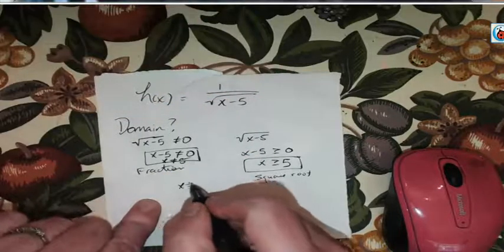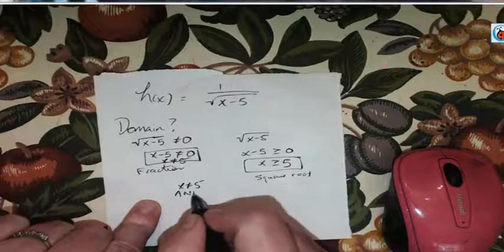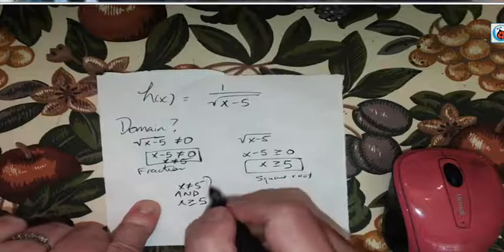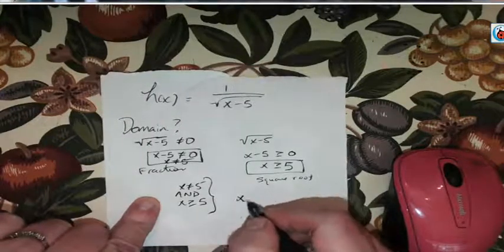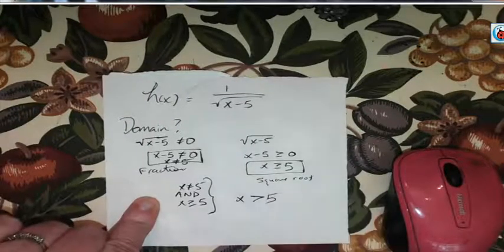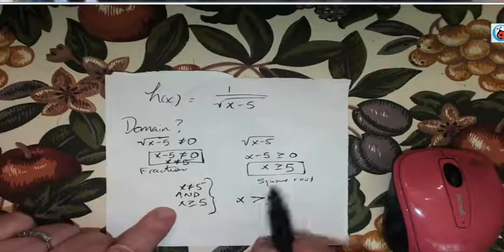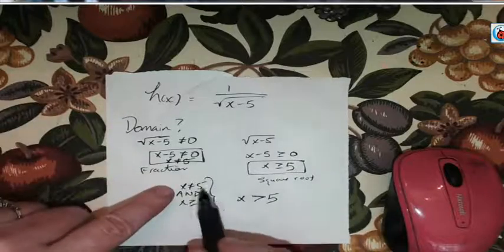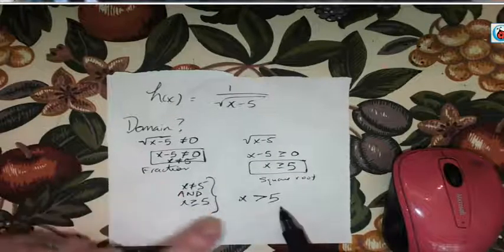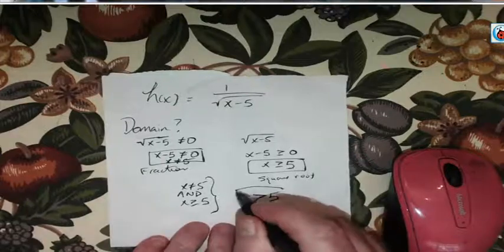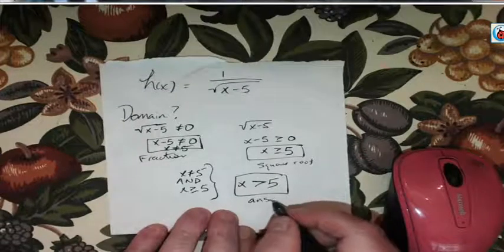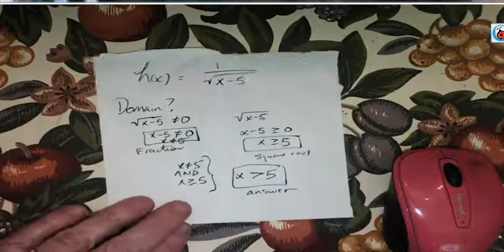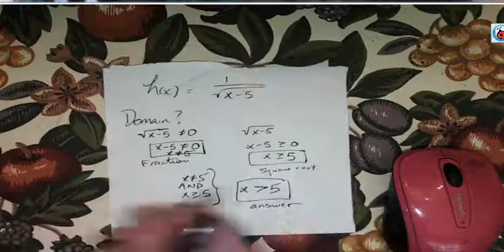So I have x is not allowed to be 5, but at the same time, x is greater than or equal to 5. The only way I can put those together is x is strictly greater than 5. So I have to have x is greater than or equal to 5, but I also have to have the restriction x is not equal to 5. So the only thing that puts those 2 together is that. Okay, so I had 2 restrictions here. So that's my answer for this one.